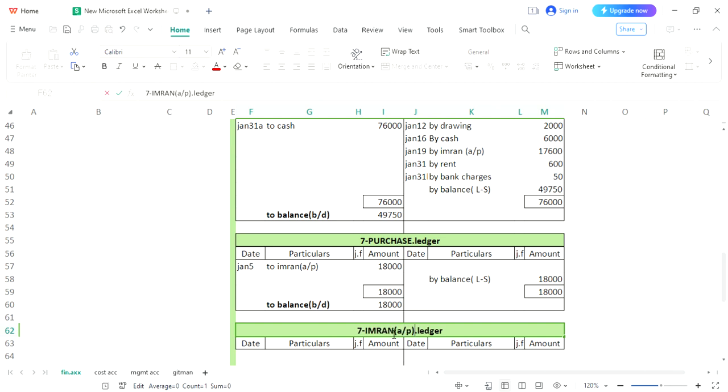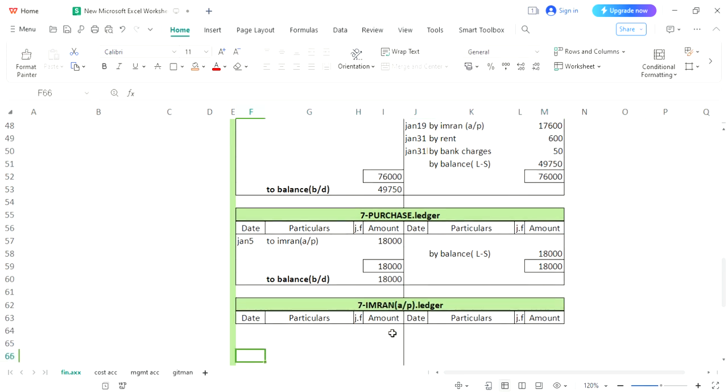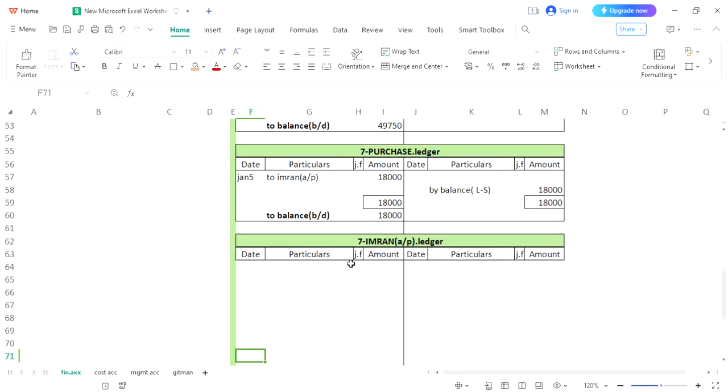Mentioning account payable is very important. Don't forget to do that. Okay. Now we will be focusing on Imran, and the procedure is the same. If Imran is present on the debit side, we will debit. If Imran is present on the credit side of the journal, we will post on the credit side of the ledger as well.